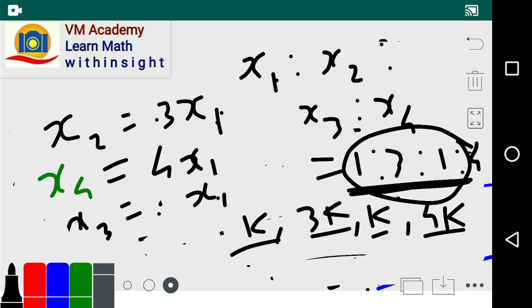In this manner, by using linear Diophantine equations, we can balance the chemical equation.